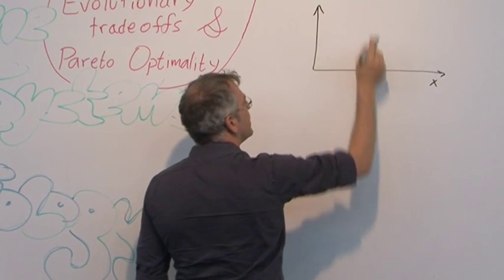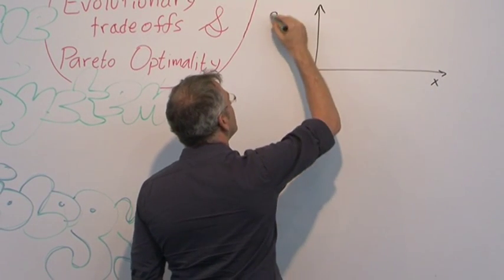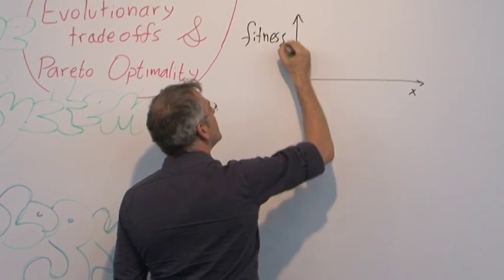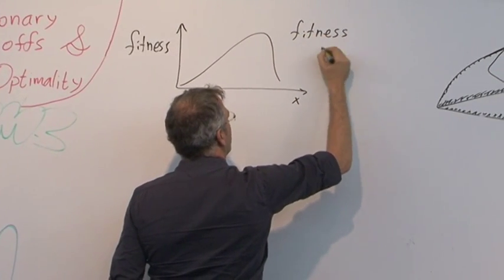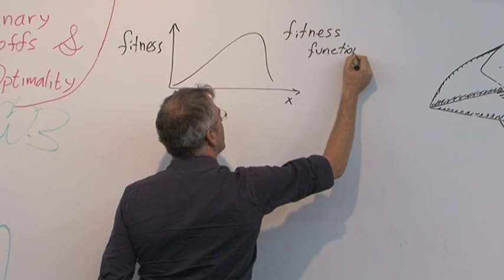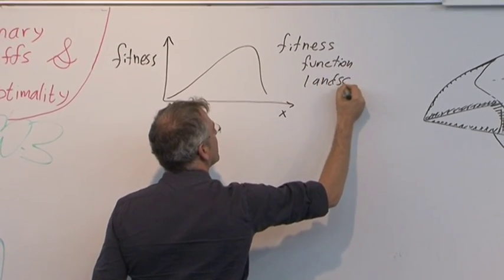This is the trait we're measuring. Let's say the expression level of a protein. And here is fitness. And this is the fitness function, or fitness landscape, also sometimes called.